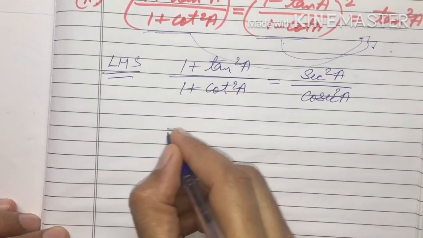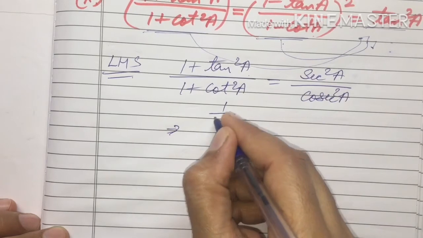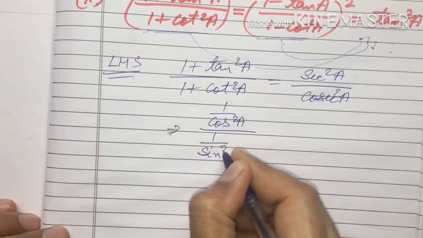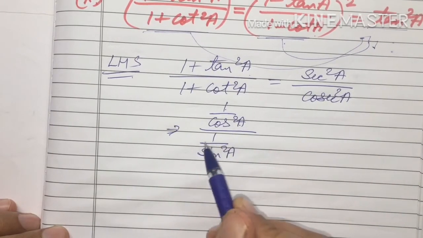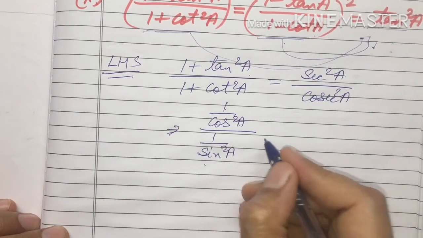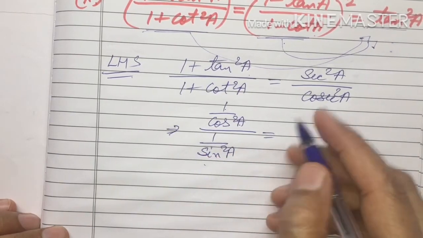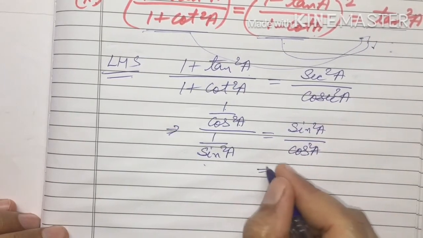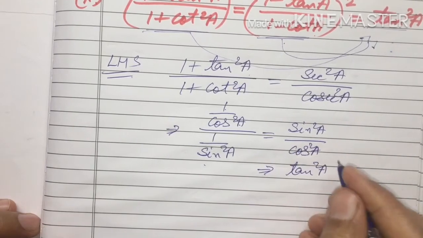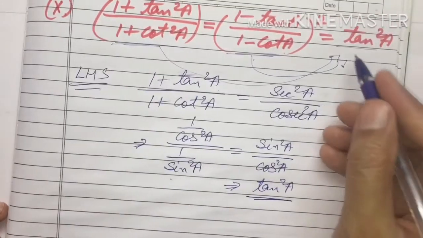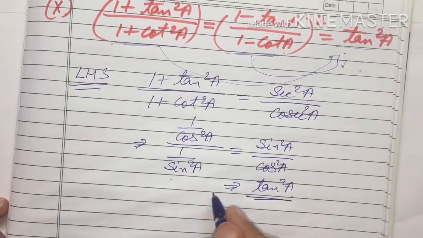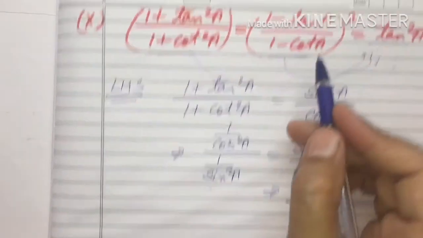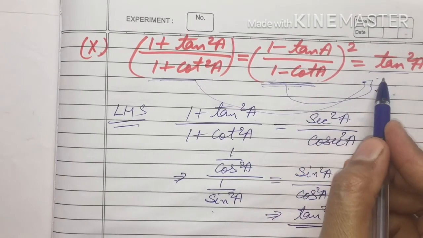That will help you. So secant square A, what I can write, 1 upon cos square A, and cosecant I can change into 1 upon sine square A. So 1 upon cos square A in the numerator and 1 upon sine square A in the denominator. So it will be reciprocal, the sine will go up, so it will be sine square A upon cos square A. So this is tan square A. So the last term is equal to this, so this is equal to tan square A.